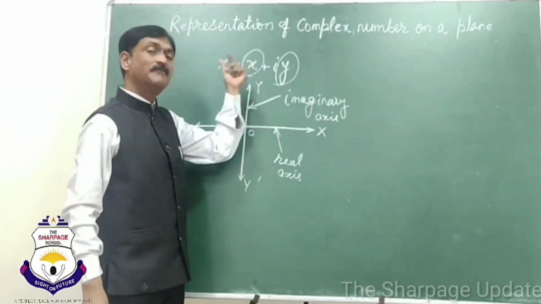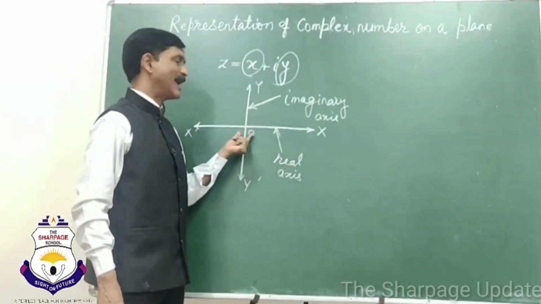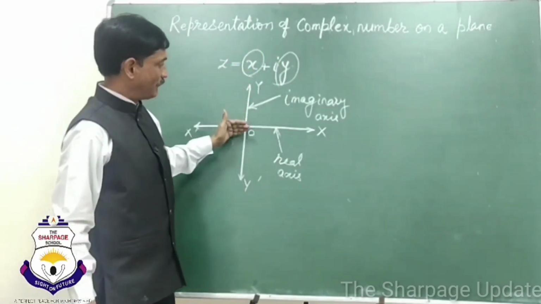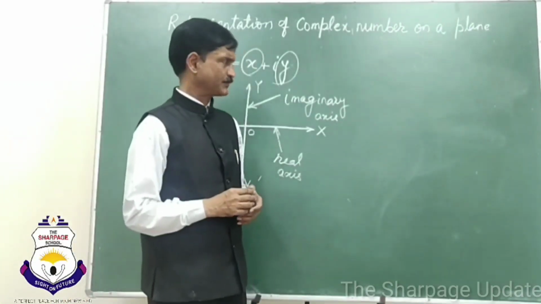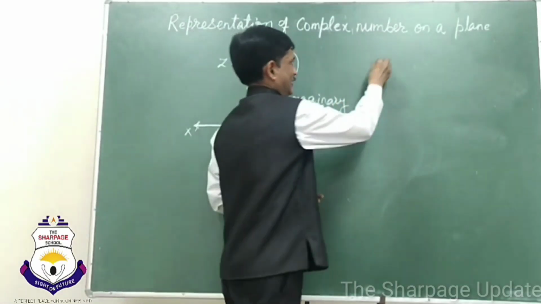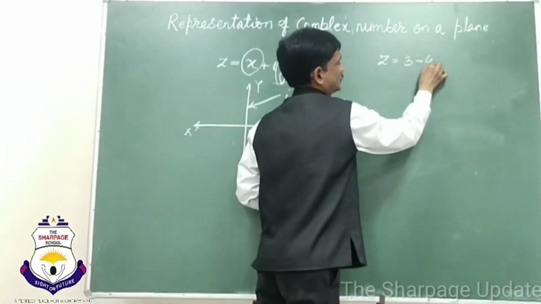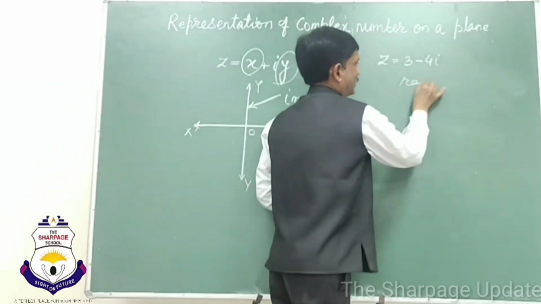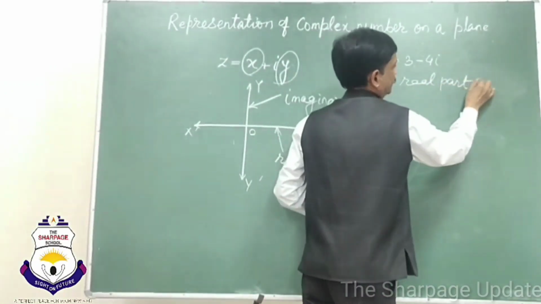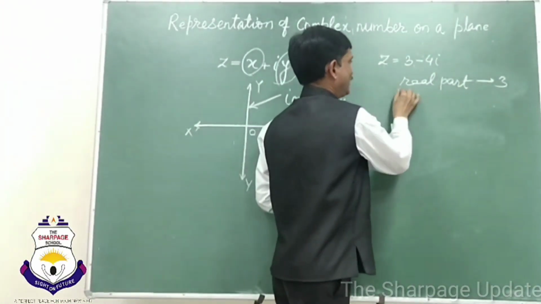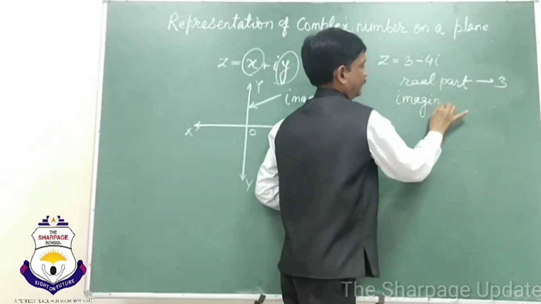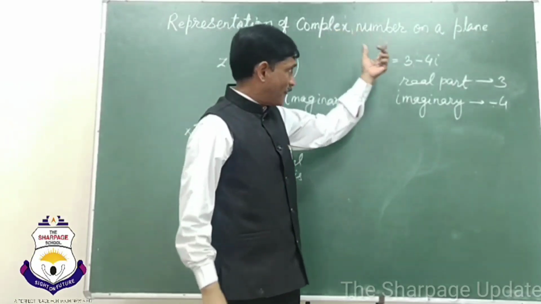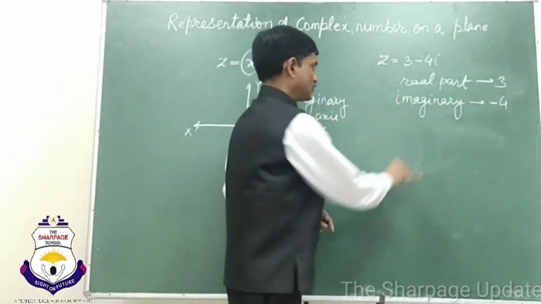So the value of x is represented on the axis XOX' and the value of y is represented on the axis YOY'. Suppose we have to draw the complex number z equal to 3 minus 4i on a complex plane. In this complex number, the real part is 3 and the imaginary part is minus 4.